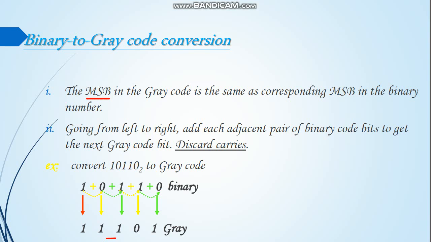Second, from left to right, add each adjacent pair of binary code bits to get the next gray code bit. We have to start from the left and go on adding the adjacent binary bits until we reach the least significant bit, also called the LSB.